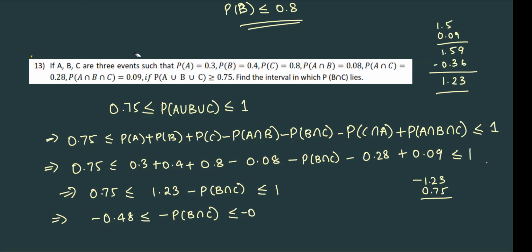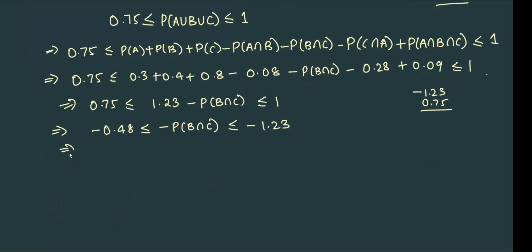No, minus 1.23 we are doing. So I've done minus 1.23 on both sides. Now I multiply with minus sign. So when I multiply with minus sign, the inequality reverses. So I'll get 0.23 to 0.48. This is the answer.